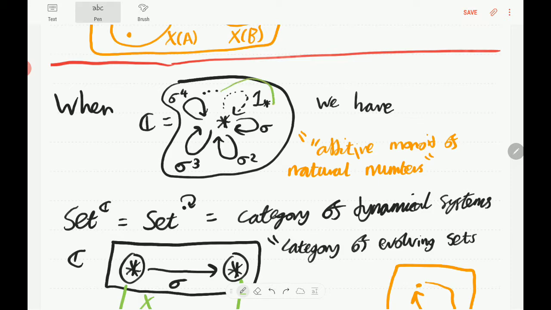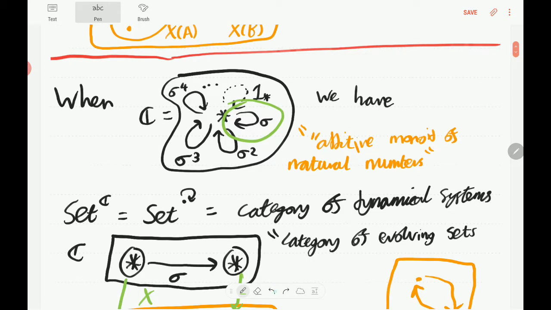We have the identity arrow of star, and we also have this arrow sigma, and we could say this is the free monoid generated by sigma, because the other arrows are just sigma squared, which is sigma after sigma, then sigma cubed, sigma after sigma after sigma, and so on. And they're all there as well, but we don't identify them with anything. We just have this arbitrary string of extra sigmas attached to extra arrows.